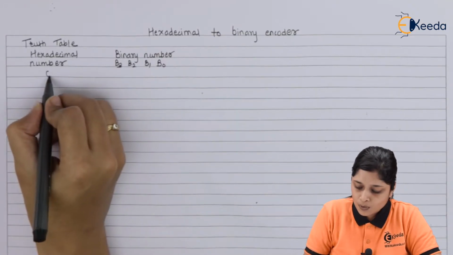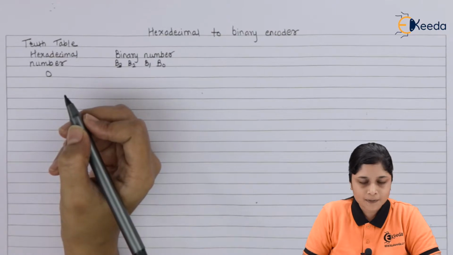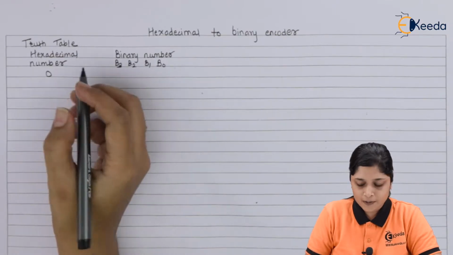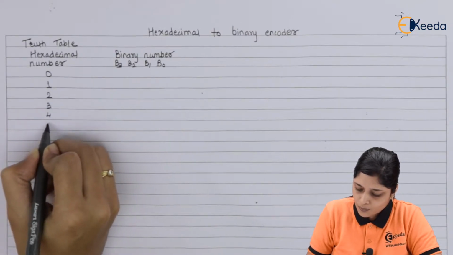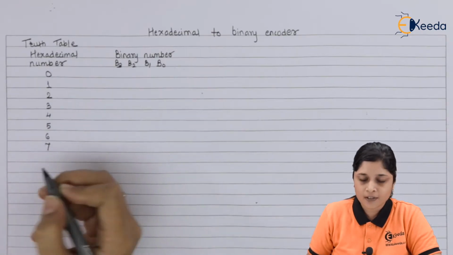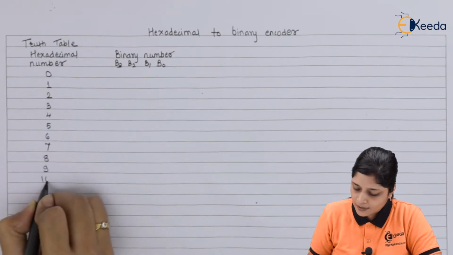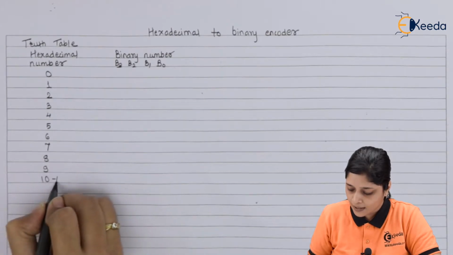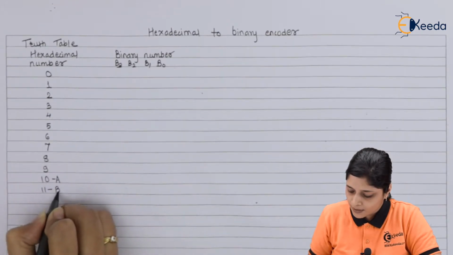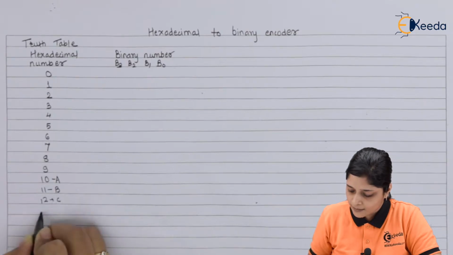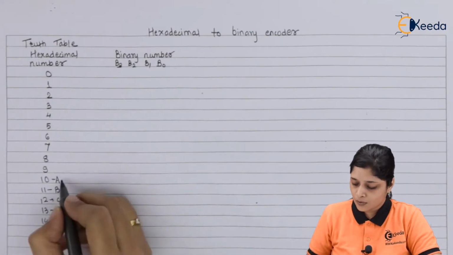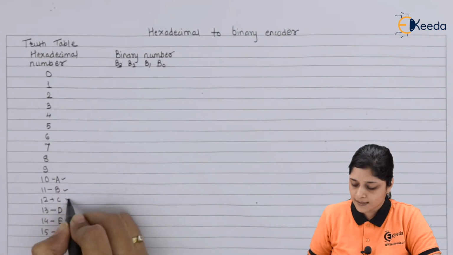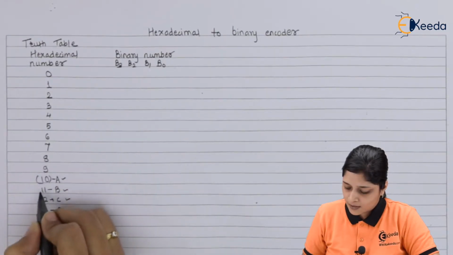So 0 to 15 are the hexadecimal numbers, and we will write them one by one. So we will write 0, 1, 2, 3, 4, 5, 6, 7, 8, 9, 10. For 10 we write A, for 11 we write B, for 12 we write C, for 13 we write D, for 14 we write E, and for 15 we write F. So you have to mention only the letters A, B, C, D, E and F.